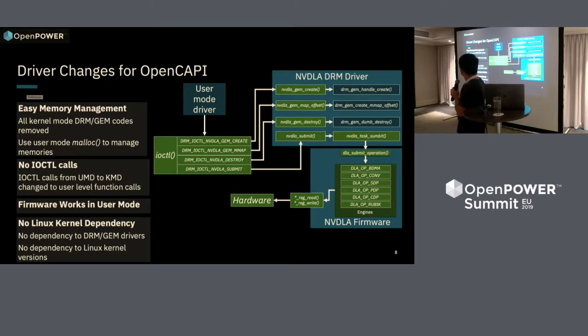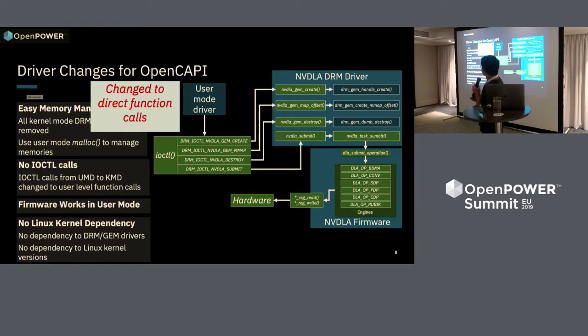For this whole picture, you can see that initially for NVIDIA software, they have the I/O control calls, and then they call the kernel mode DRM driver, which has a very complicated memory management system. Finally, this DRM driver will talk to the firmware, and this firmware will talk with the hardware via register read and write. And for OpenCAPI, we just change the user mode driver's I/O control calls to direct function calls, because we don't need I/O control to bridge from user space to kernel space.